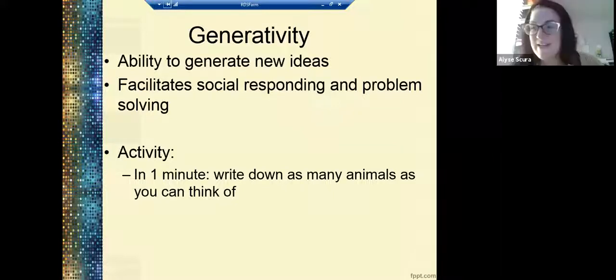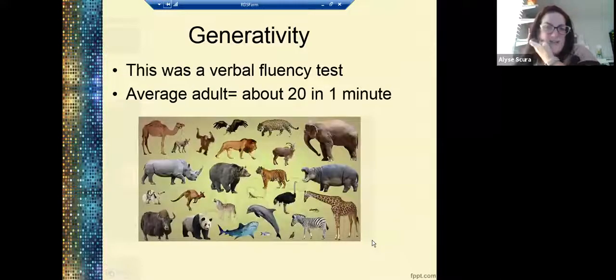Okay, so Brittany M and Liz are at our top with 25 and 26. The average adult is about 20 in 1 minute, so you guys weren't too far off. I was closer to the 15 range when I did this, so don't feel bad, anyone that was low. I panicked. I was like, I can't think of anything. So did anyone have a strategy?